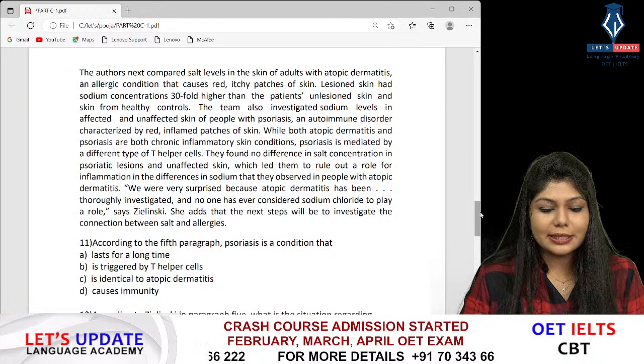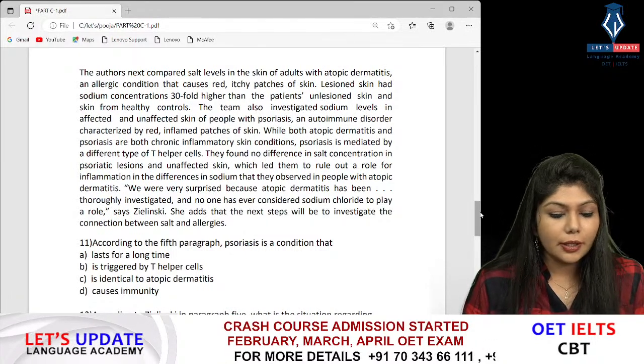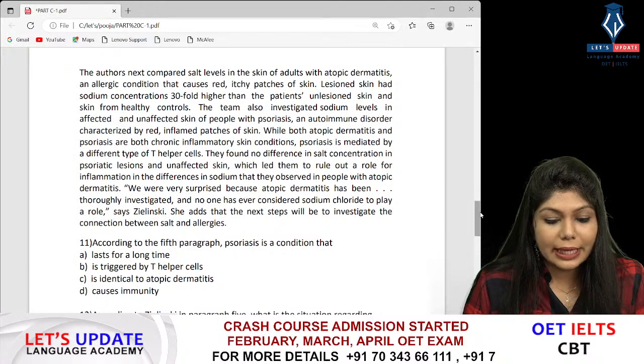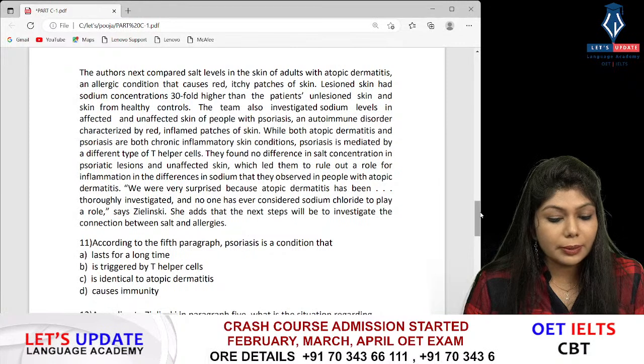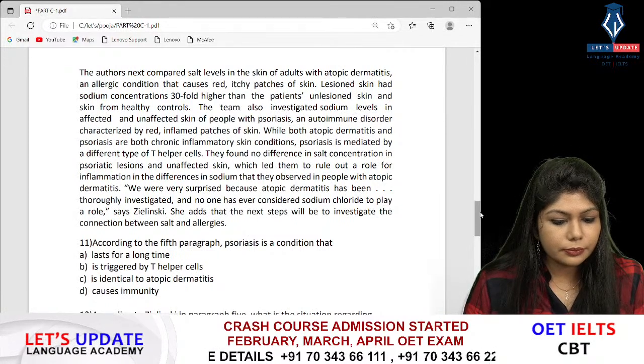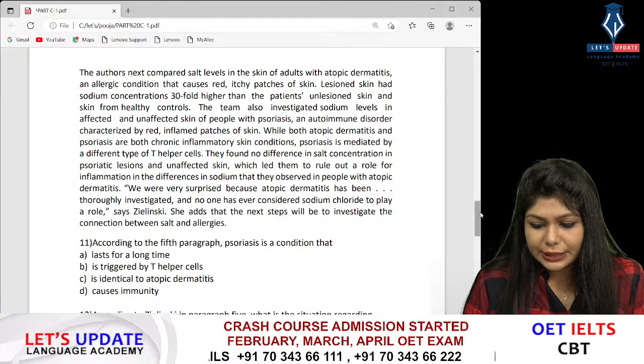Is it A, B, C, or D? Option A is lasts for a long time. Option B is triggered by T helper cells. Option C is identical to atopic dermatitis. And option D is causes immunity.